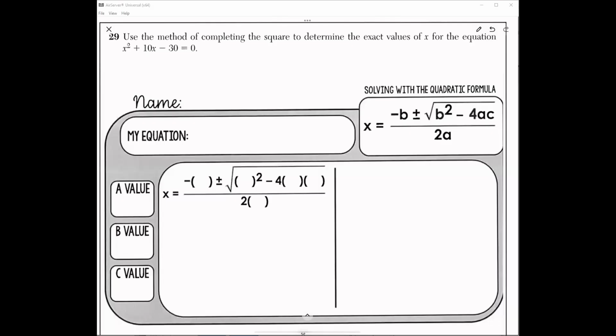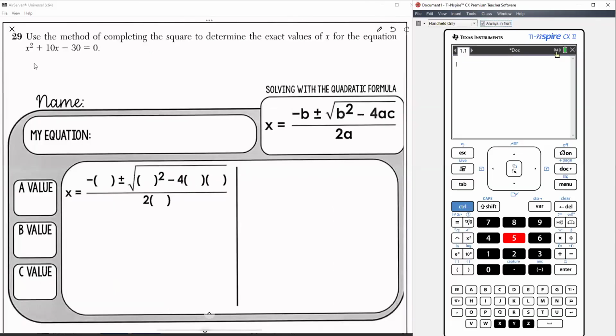I am going to do question 29. I believe this was from the June 2024 Regents exam. And I'm going to use the quadratic formula. I'm not going to use completing the square to solve this.